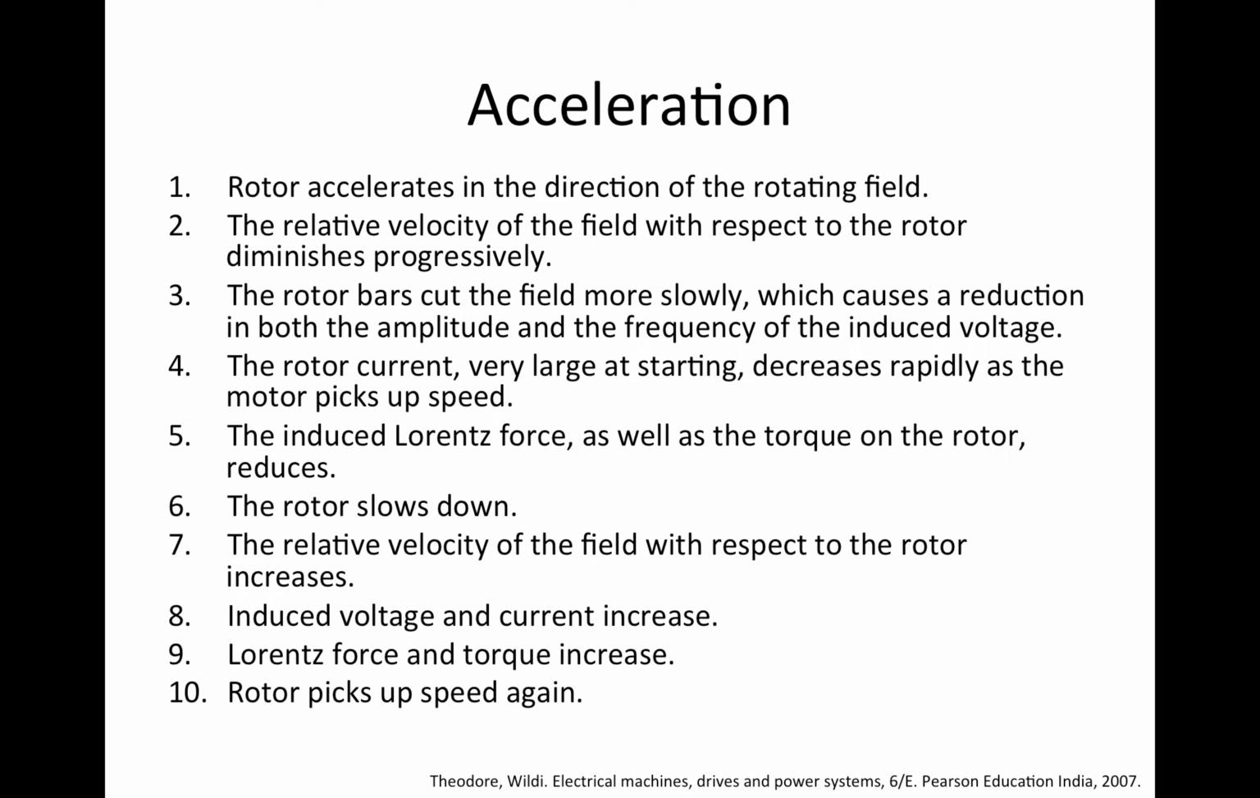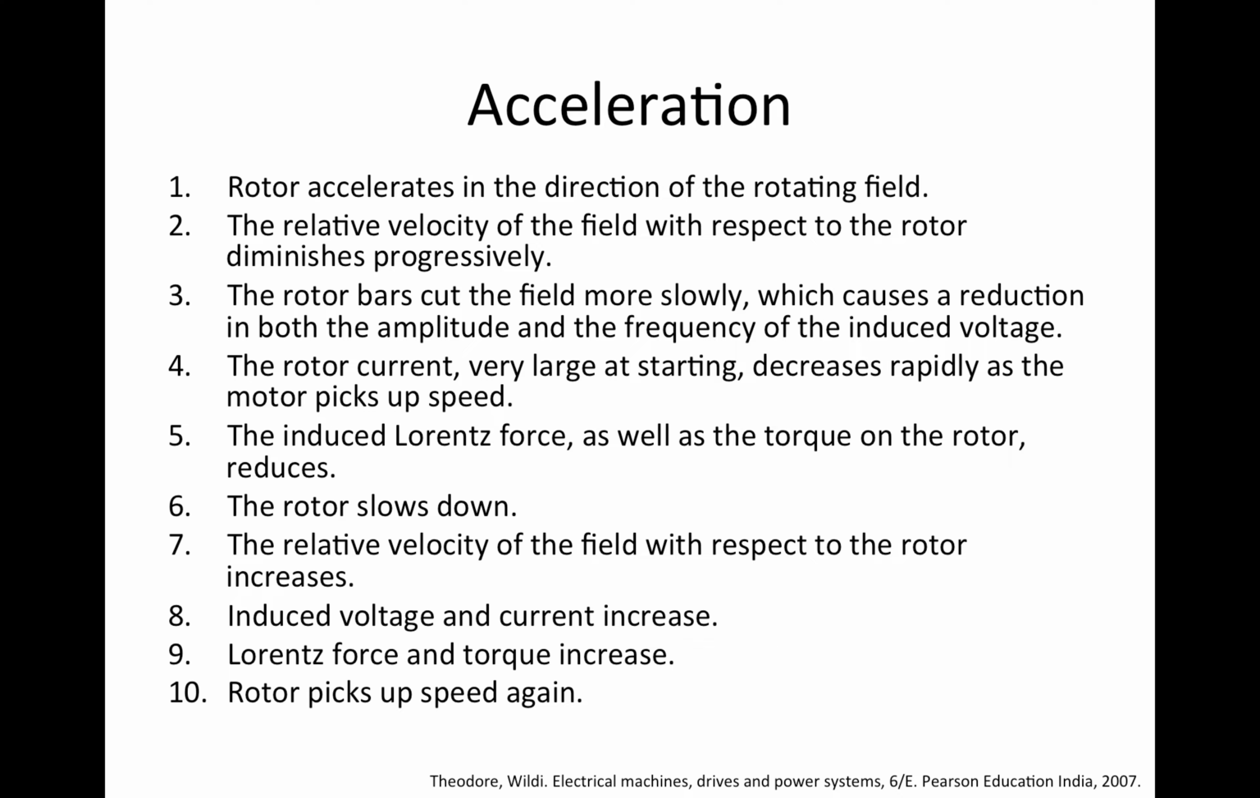But as soon as the rotor slows down, the relative speed between the rotating magnetic field and the rotor increases again, right? Because the rotor has slowed down, so the speed difference between the field and the rotor increases, right? Don't forget, the magnetic field is rotating at a constant speed, right? If the rotor slows down, then the relative speed between the rotor and the magnetic field starts to increase, right? And once the relative speed increases, the induced voltage, current, Lorentz force, and the torque all increase, right? Once the torque increases, the rotor starts to accelerate again, right?